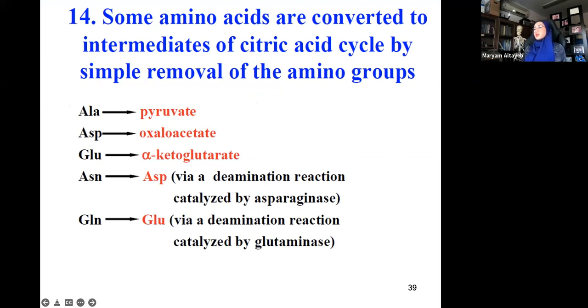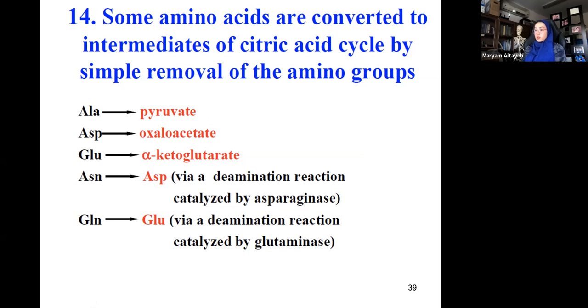So some amino acids are converted into intermediates of the citric acid cycle. We said alanine can be converted into pyruvate, aspartate to oxaloacetate, glutamate to alpha-ketoglutarate, asparagine to aspartate, glutamine to glutamate. These are by removal of simple amino groups. Remember we said when you do amidation reactions, so when you're adding an amino group, you're converting it the other way, like aspartate to asparagine, glutamate to glutamine. The deamination reaction is how you convert it reversely.